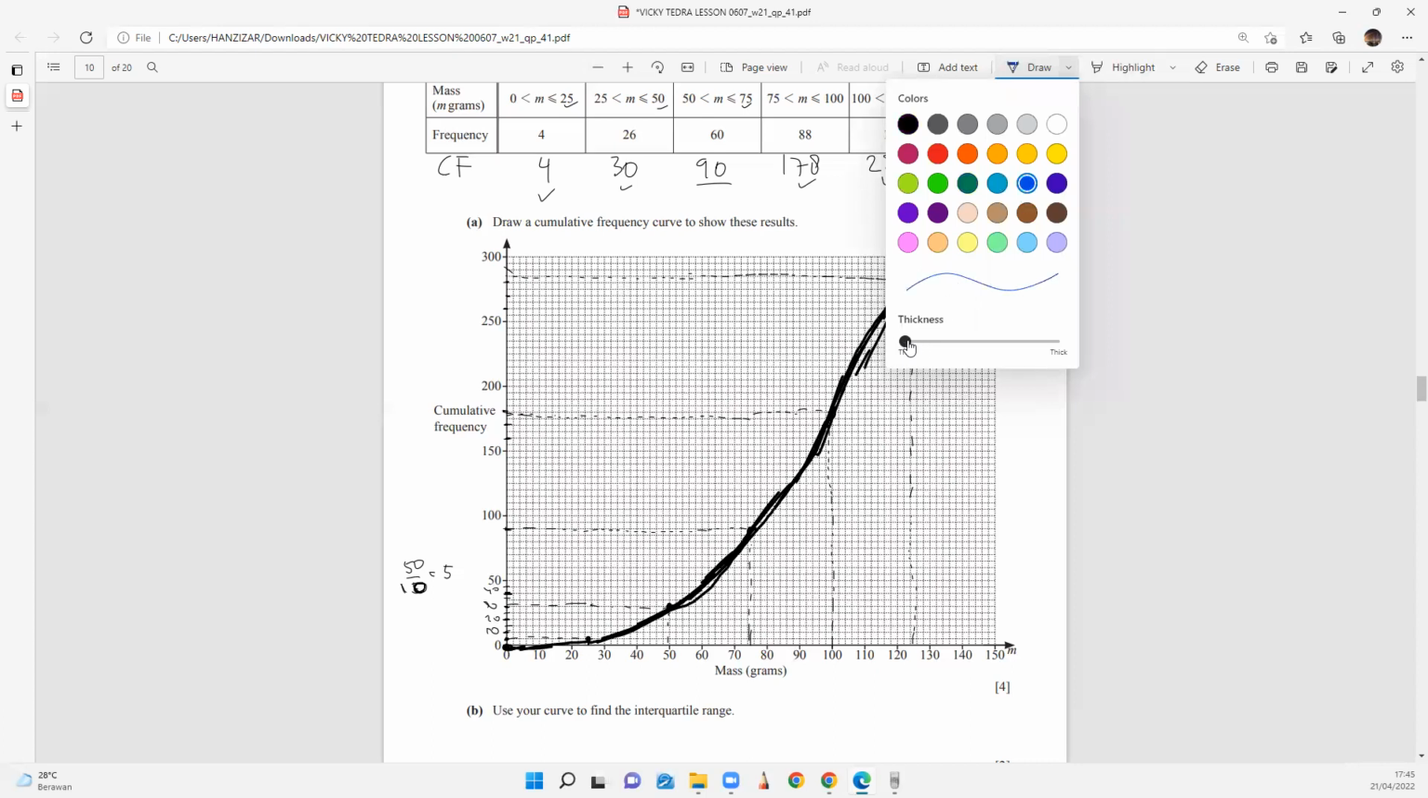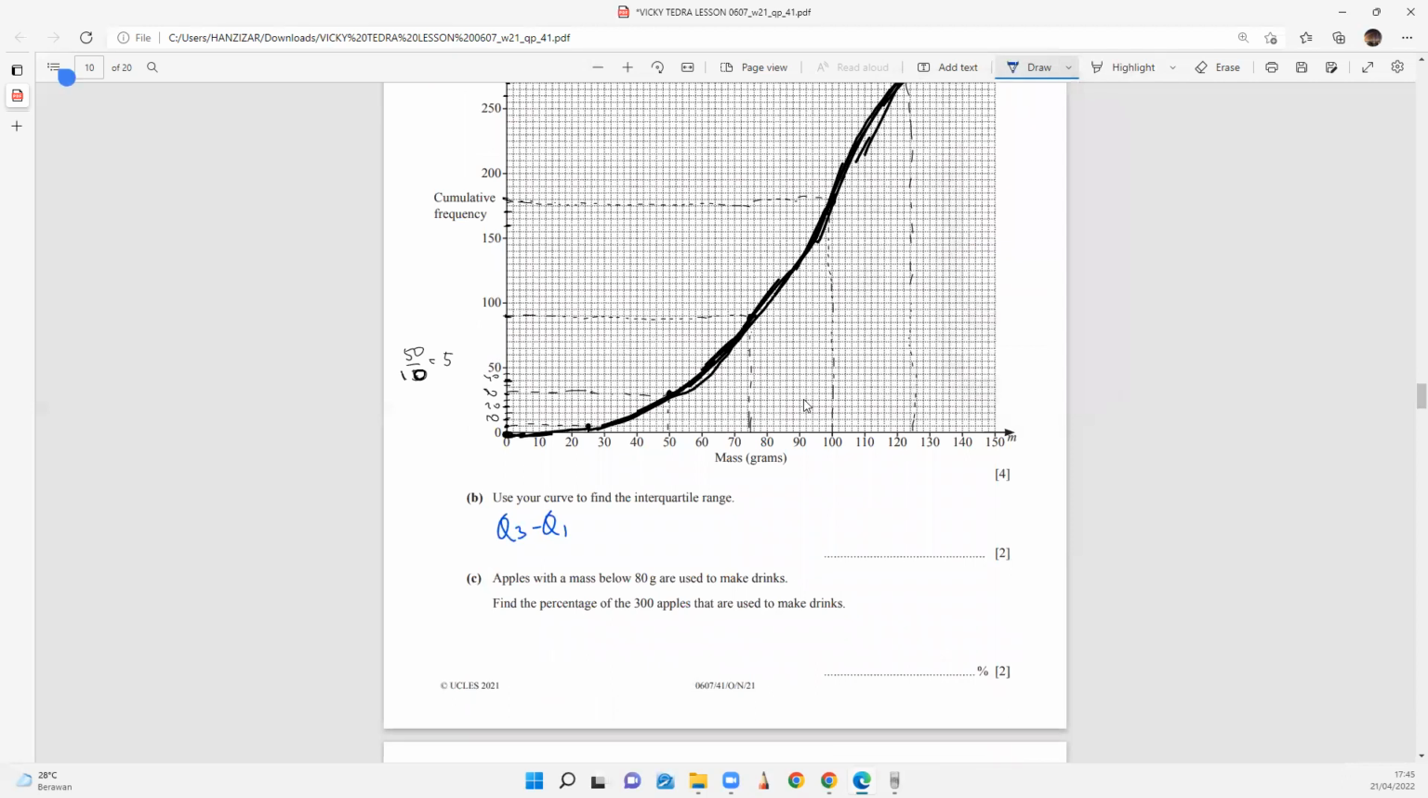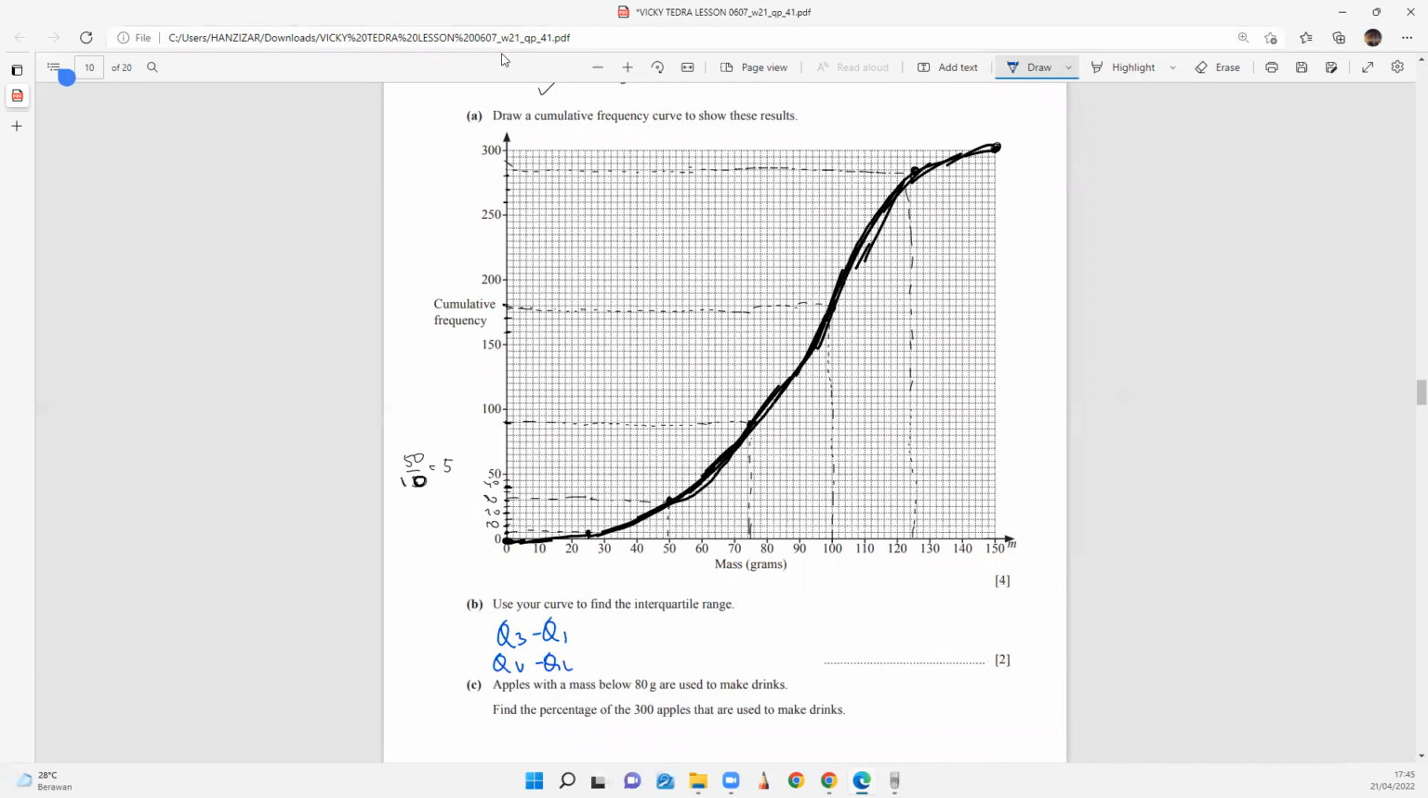What is the interquartile range? The interquartile range is Q3 minus Q1, or upper quartile minus lower quartile. So what you need to know first is the median. In total, we have 300 data, so the median is 150, right? Q2. So the Q1 or Q lower is half of 150, so it is 75, right? This is the position of Q lower, Q1. And the upper side, 150 plus 75, it's 225, right?